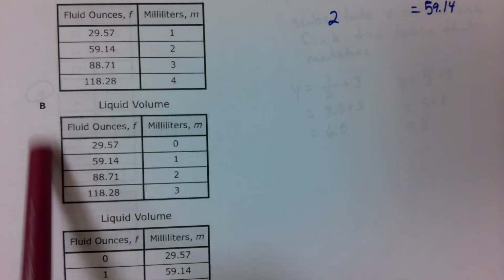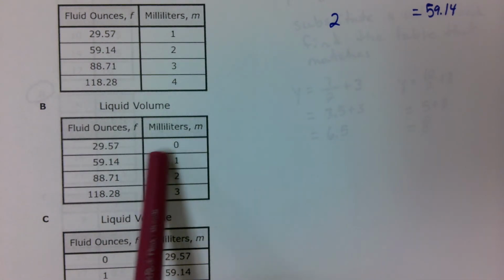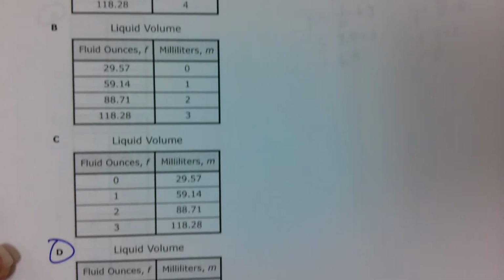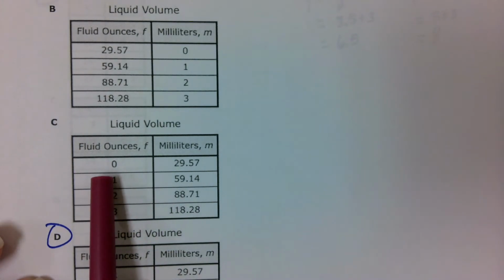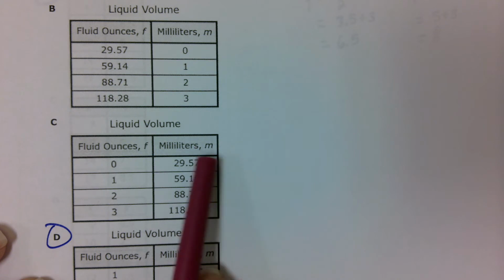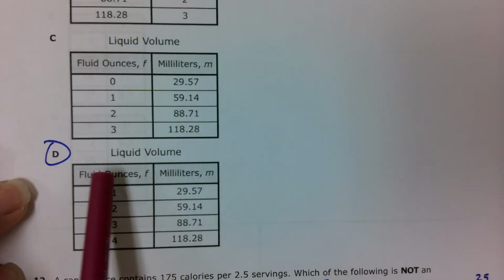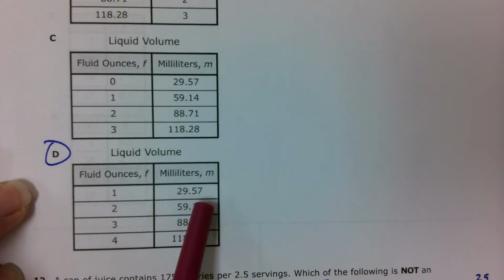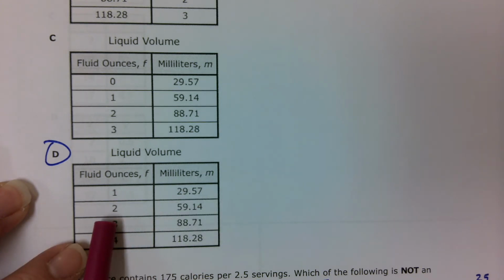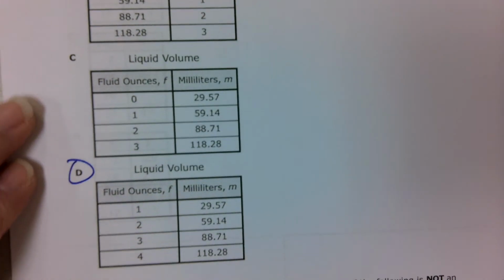And so now I'm looking for 1 fluid ounce to 29.57. And this is not going to work, either of those. They've got it backwards. And this started at 0. That's not correct. Here, they've put 0 fluid ounces at 29.57 milliliters instead of 1, so that's not correct. And here, D, 1 fluid ounce, 29.57 milliliters, and 2, 59.14, which matches up. So the correct answer is D.